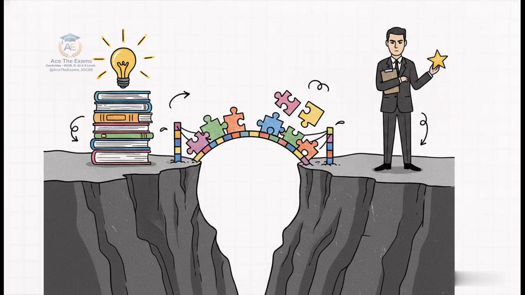So the reason ordinary revision completely fails is because there's this massive gap between simply knowing the textbook facts and actually meeting the examiner's expectations. You might know the physics inside out, but you aren't speaking the examiner's language. To bridge this gap, you don't need to read more pages. You need a specific examiner-approved framework for how you construct your answers.